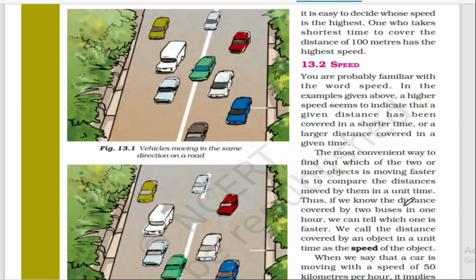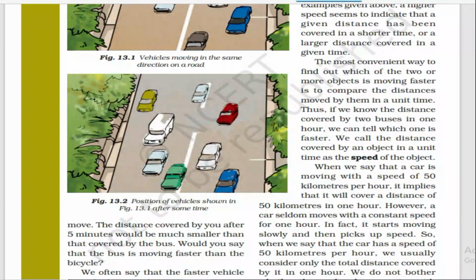Thus, if we know the distance covered by two buses in an hour, we can tell which one is faster. We call the distance covered by the object in a unit time the speed of the object. When we say that a car is moving at a speed of 50 km per hour, it implies that it covers a distance of 50 km in one hour.